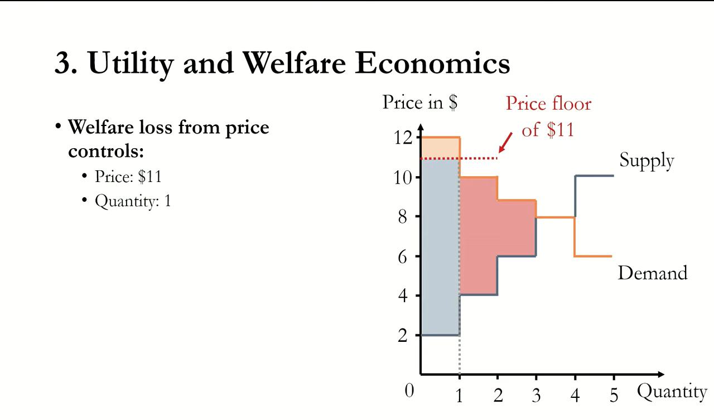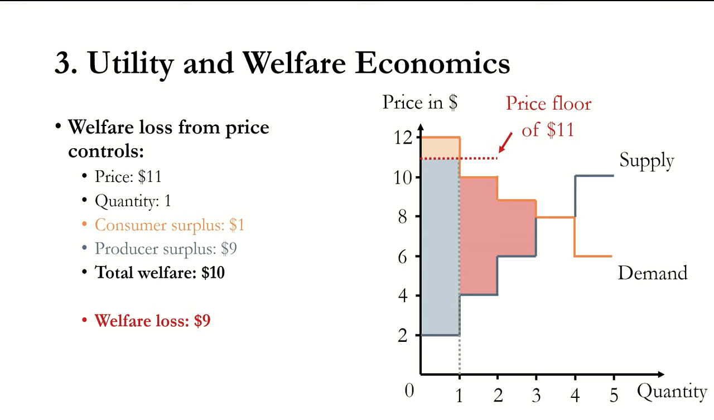We look at the consumer and producer surplus that is lost because of that intervention, and we can quantify it once again. Consumer surplus in this situation is only 1, producer surplus is only 9, total surplus is 10, and we have a welfare loss of $9. So we can attach a number to that welfare loss. That's the standard analysis of deadweight loss from a situation where you have a price floor above the equilibrium price.